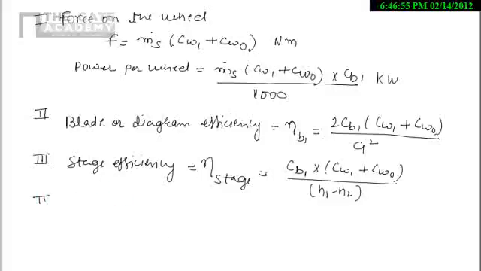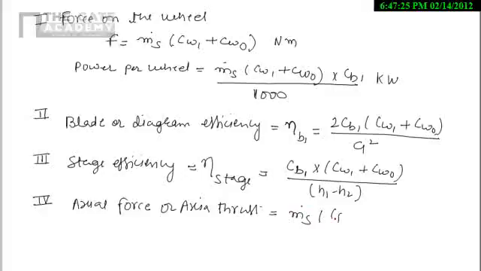Now axial thrust. As I already told, the velocity of flow is responsible for axial thrust, or axial force. If you remember the velocity diagram, the direction of velocity of flow at inlet and outlet is opposite. It's a vector quantity, so we have to take the difference: ms dot (cf1 minus cf0). By this way we can calculate the axial force or axial thrust.